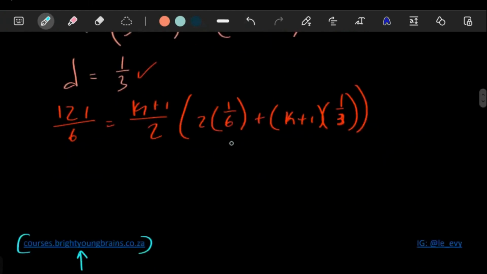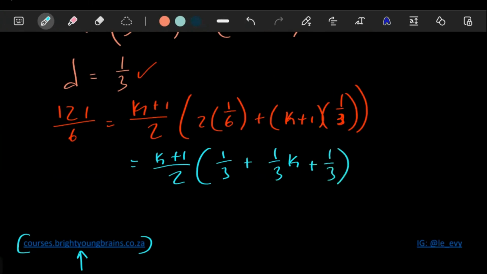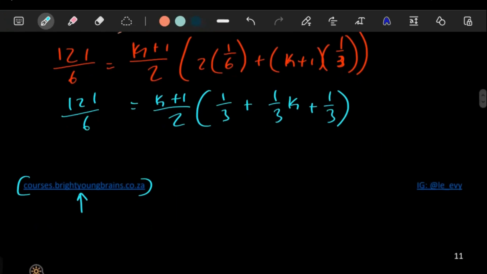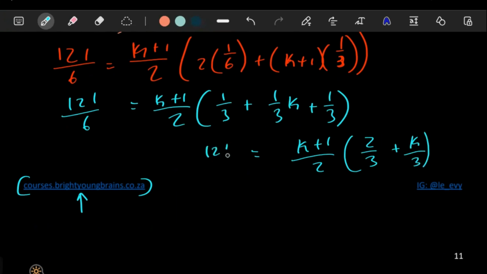Here we want to solve for k. So let's deal with what's inside the brackets first. K plus 1/2 here is like 2/6, which is like 1/3. And then we have here 1/3 with a k, and then plus 1/3. And then here we still just have 1/6. So a third plus a third is going to give you 2/3. This is just the third k, so you can put k over 3. That's going to make life a bit easier.